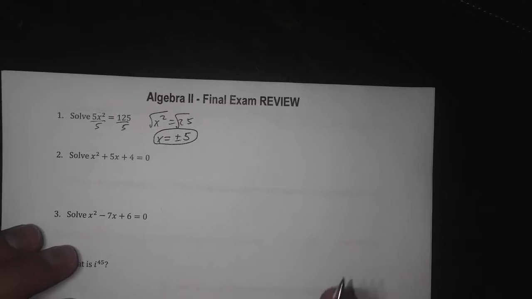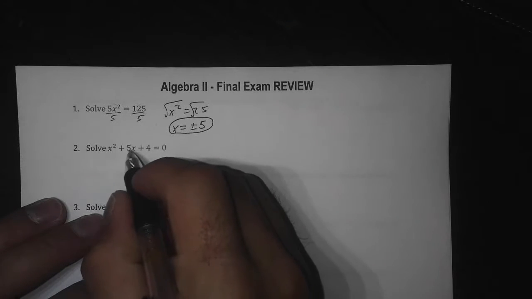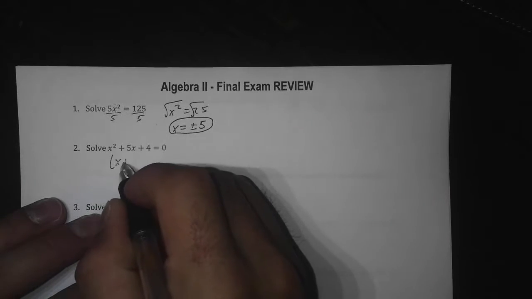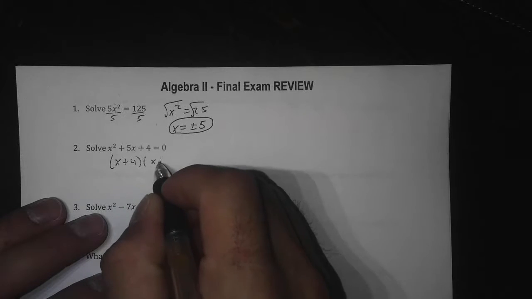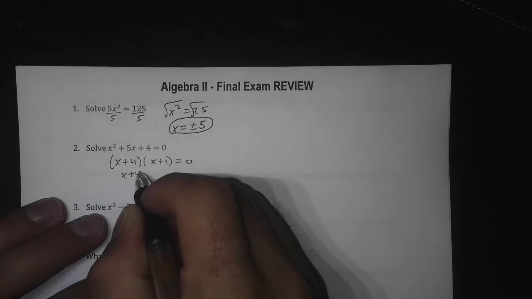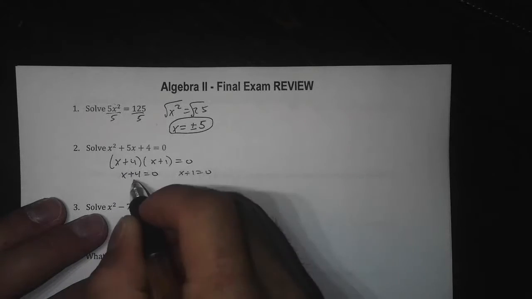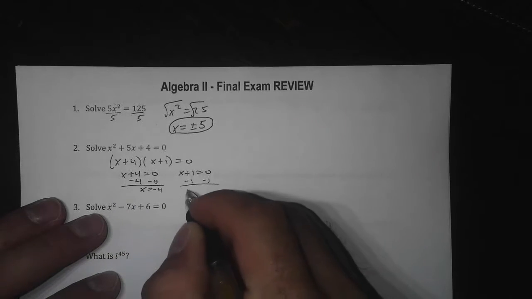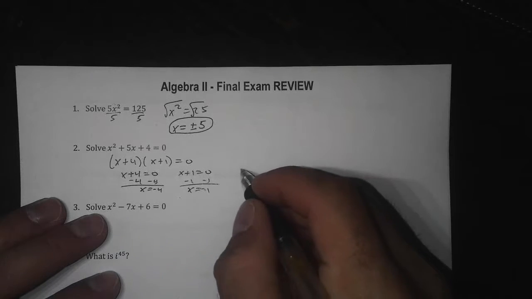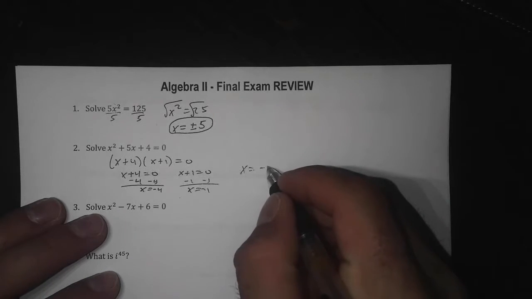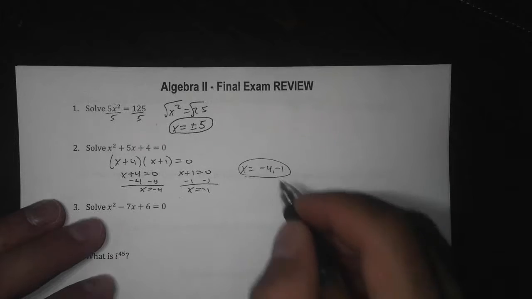So number 2, we want to solve this easy problem by factoring. Factors of 4 that add up to 5: 4 and 1, so x plus 4, x plus 1. To solve this, we set both equal to 0 and solve. So we have x equals negative 4 and negative 1.